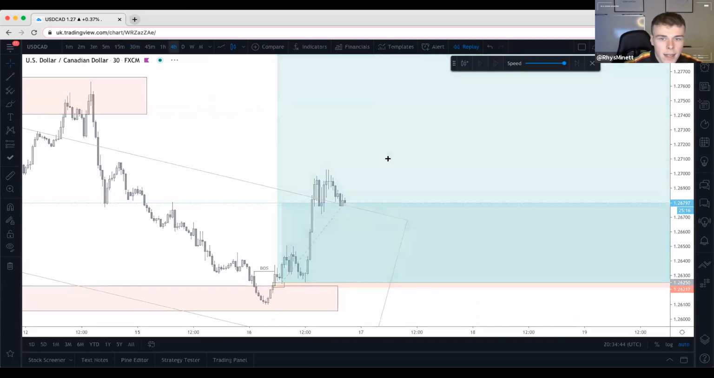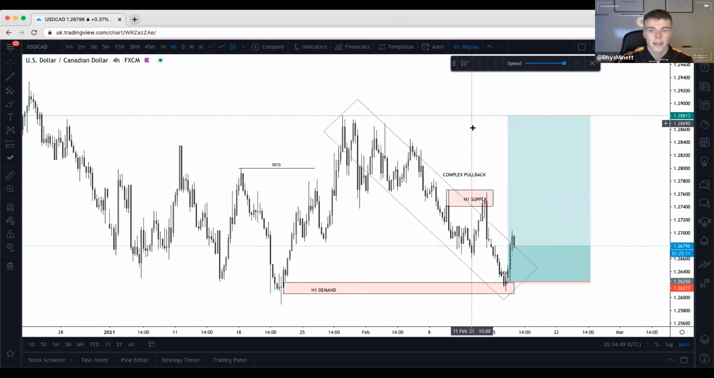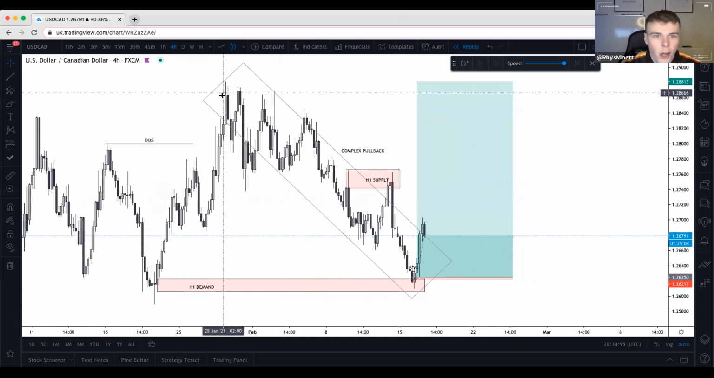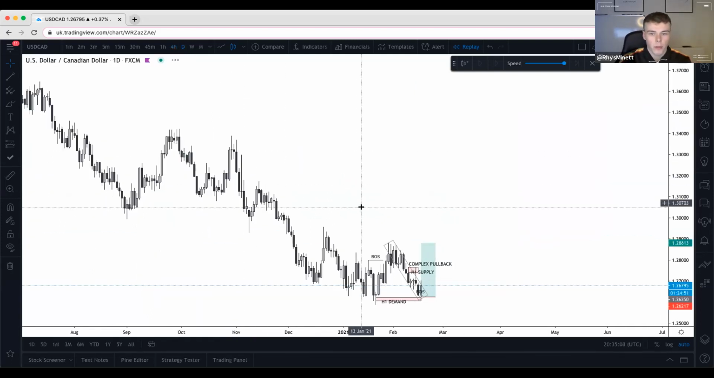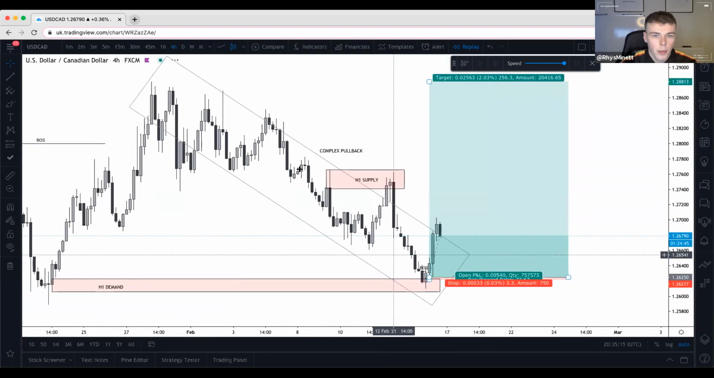But what you can clearly see I've done on the 4 hour chart is this. I've highlighted this right here. This thing right here is a complex pullback. People can get so confused about this. But what you've got to understand is what's happened on the higher time frames. We've broken structure. We are now pulling back into this point of interest to then go higher.